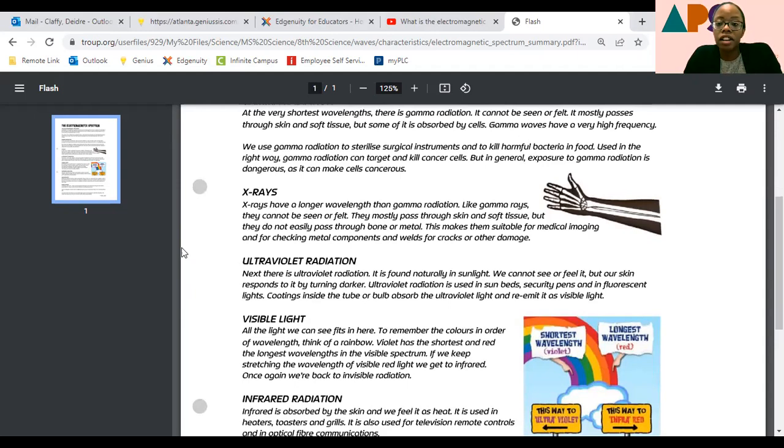X-rays mostly pass through your skin and soft tissue as well, but they do not easily pass through bone or metal. All right, so this is why when you do see your X-ray results, the first thing that you will notice is your skeletal system. Also, if you have ever had surgery at any point in your life and they had to insert metal rods or pins, you will also see those in the X-ray too. I know sometimes it's pretty funny if anyone has body piercings or ear piercings, and your doctor doesn't specifically ask you to take them out, you'll also see those pop up on your X-ray as well. So this is what makes X-rays suitable for medical imaging and for checking metal components and welds for cracks or other damage.